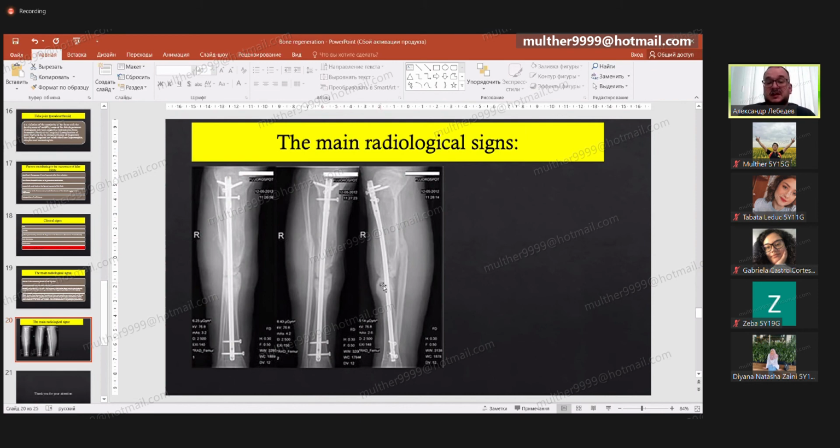Also, you can see some cysts here. You can see the sclerosis of the bony fragments. That's why it's a classic pseudoarthrosis in the mid-shaft of the tibia. Next, let's decide why we see it.